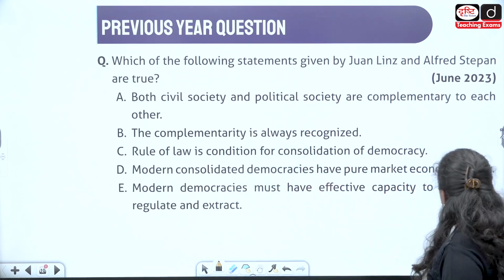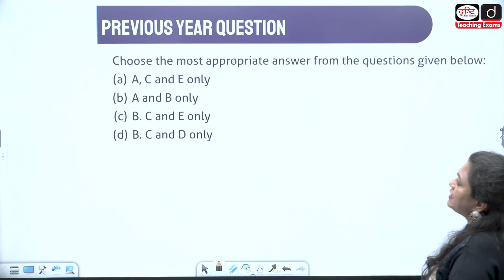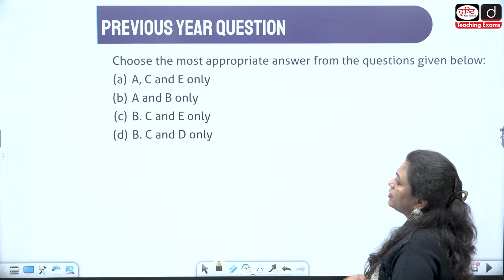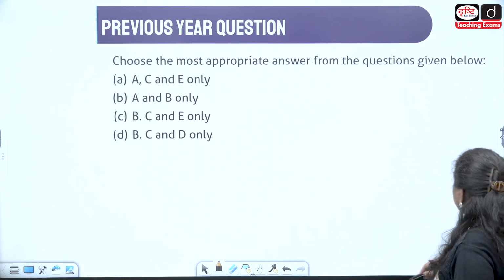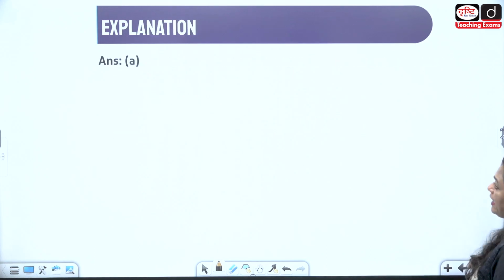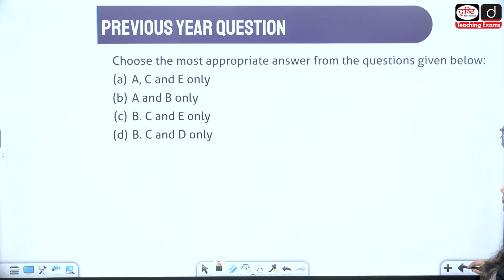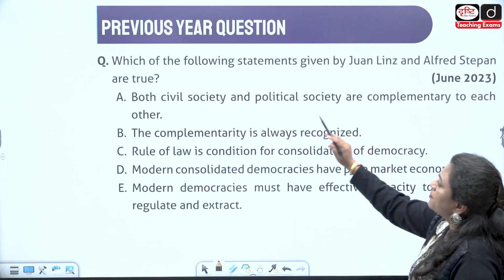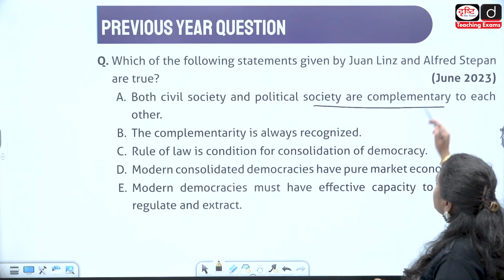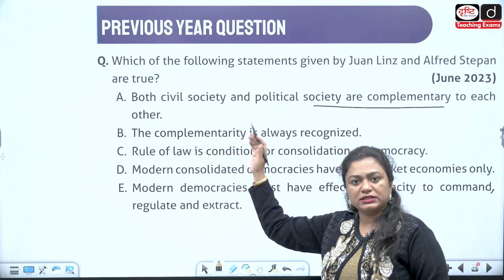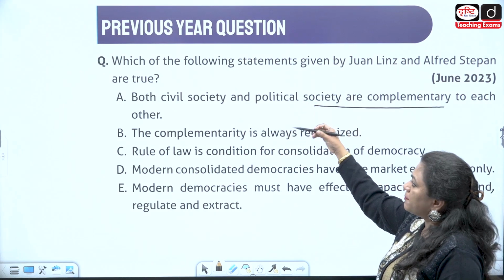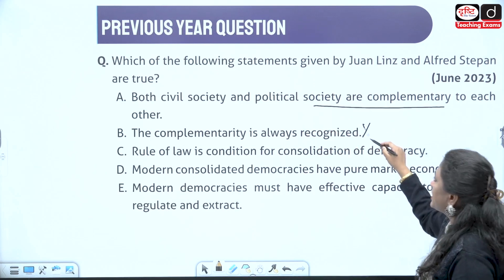So here the options we have are A, C, E; A and B only; B, C, E only; B, C, D only. So our correct answer is A. Let's check out the points as well. A: both civil society and political society are complementary to each other. That is the correct statement. Then B is not the correct statement.